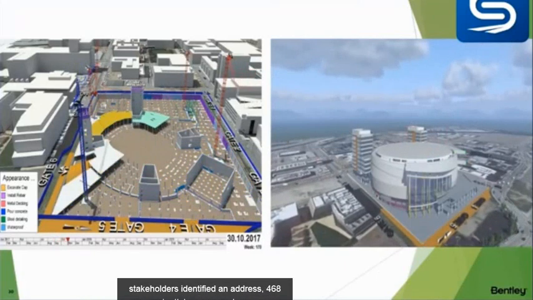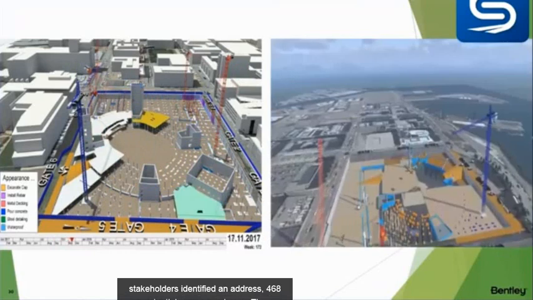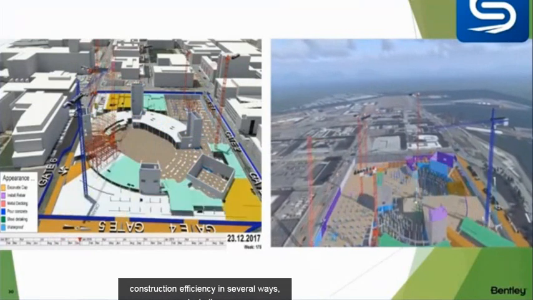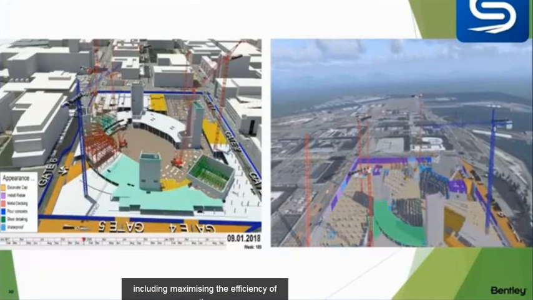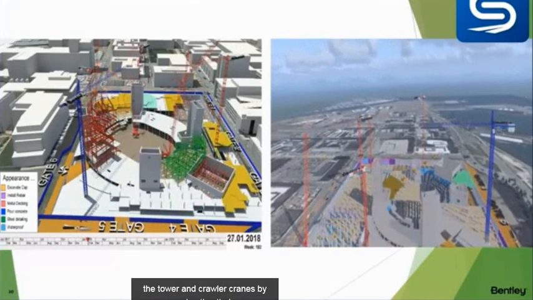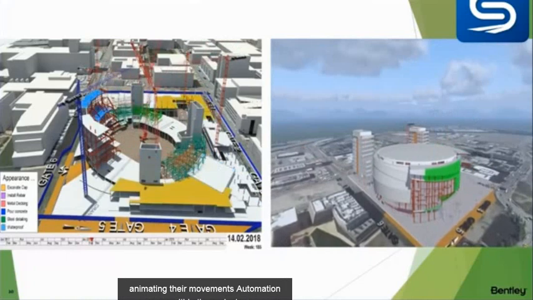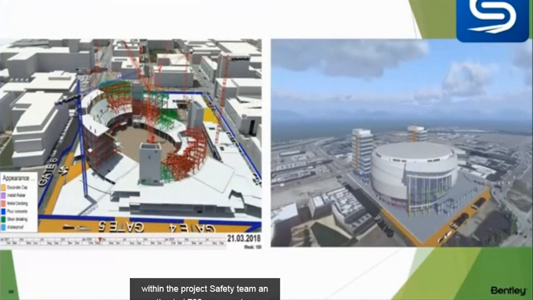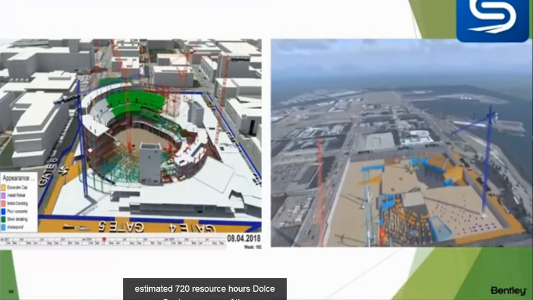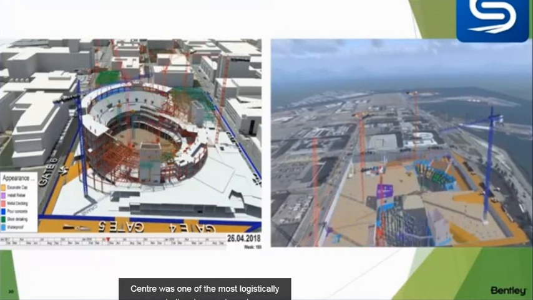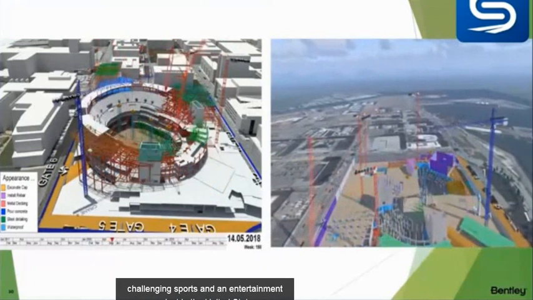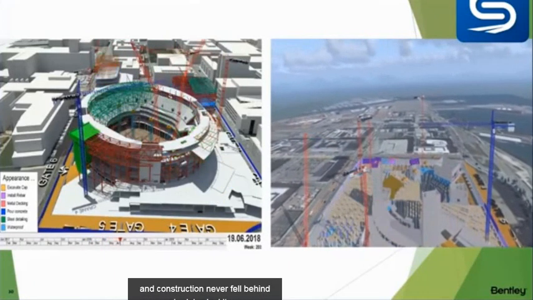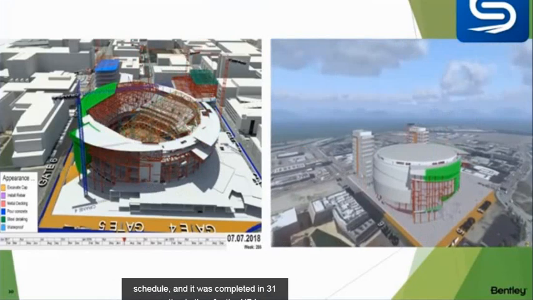468 potential sequence issues. The 4D model enabled Morrison Clark to improve construction efficiency in several ways, including maximizing the efficiency of the tower and crawler cranes by animating their movements. Automation within the project saved the team an estimated 720 resource hours. Though Chase Center was one of the most logistically challenging sports and entertainment projects in the United States, development and construction never fell behind schedule, and it was completed in 31 months in time for the NBA preseason events.